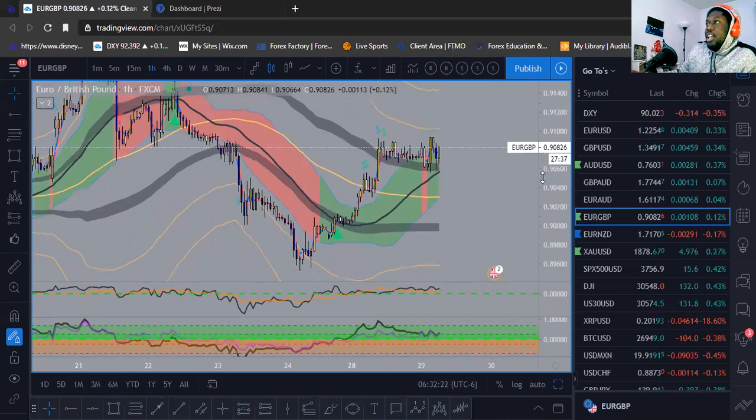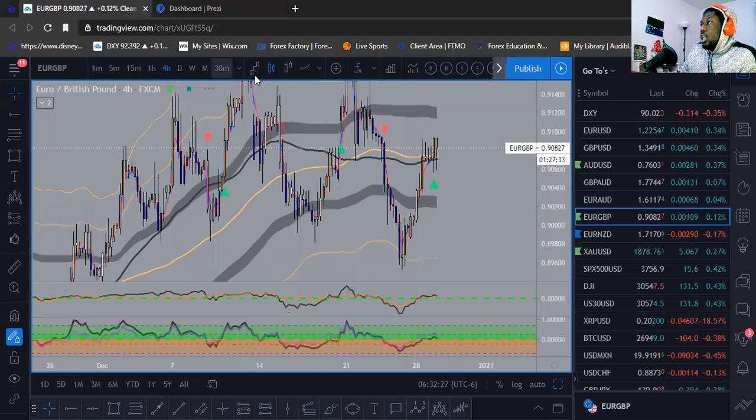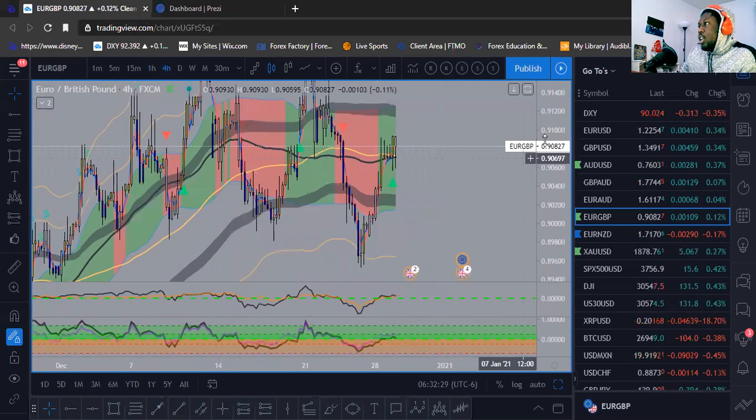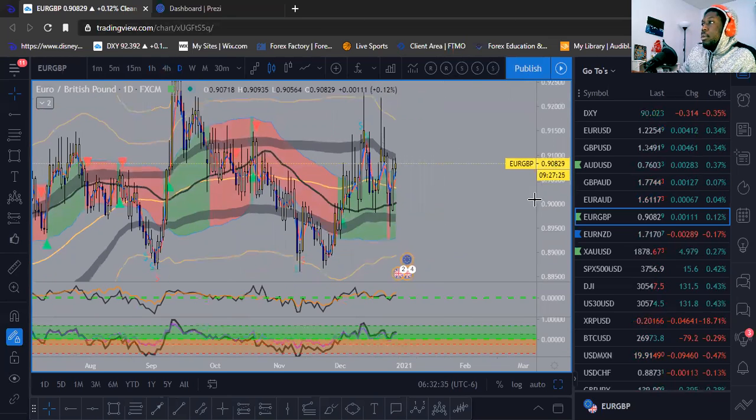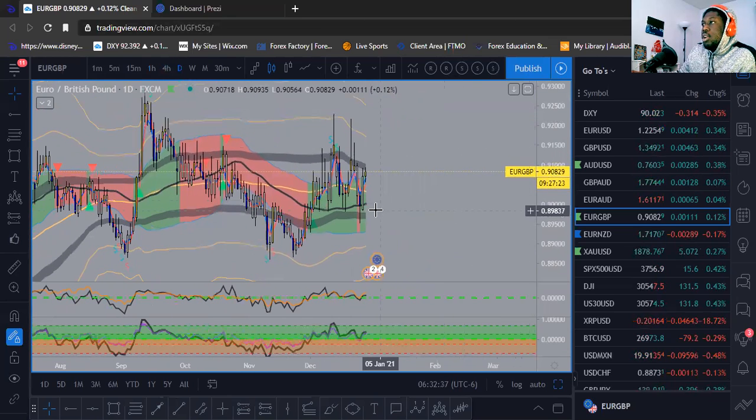1 hour time frame called for the buy. That was solid that we got into yesterday. Looking for that drop though. 4 hour time frame is calling for a buy, so I'm definitely not even trying to entertain EG right now. Just want that push to the upside and then a drop.